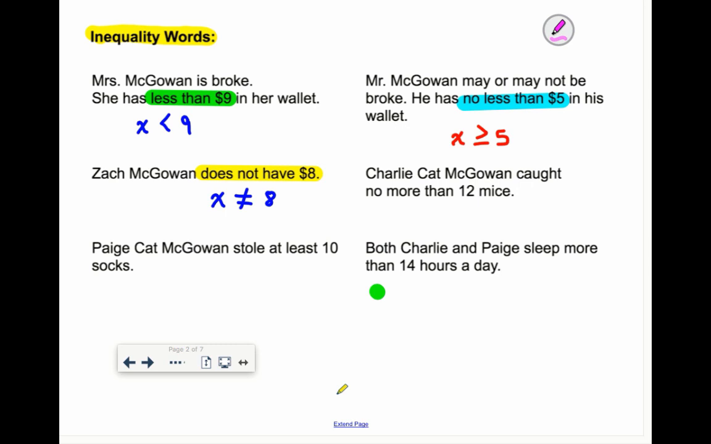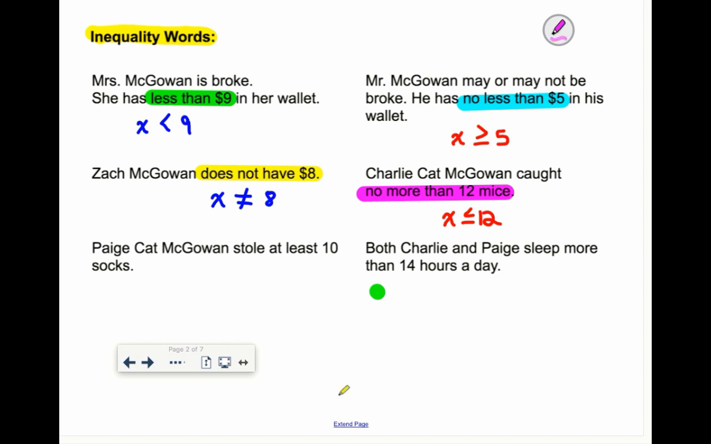The next one says Charlie Cat McGowan caught no more than 12 mice. So he may have caught 10, he may have caught 7, he may have caught 1, but he did not catch any more than 12. So we're going to say X is less than or equal to 12, because he could catch 12, he just can't catch more than 12.